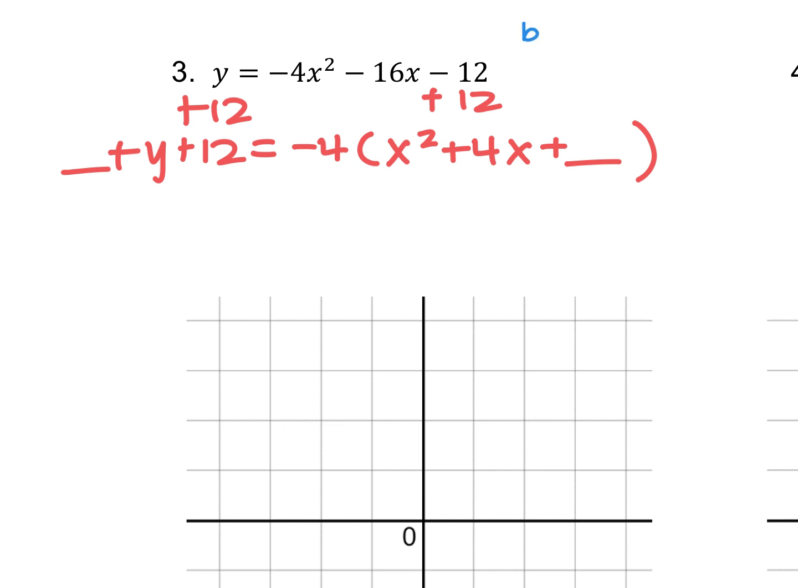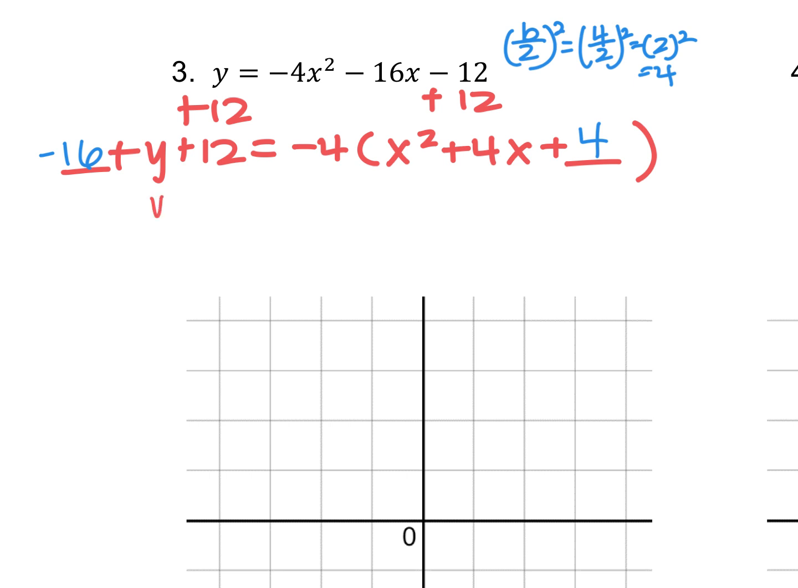Now I do my b over 2 squared. So 4 over 2, 2 squared is 4. So I add a 4 on this side, but remember it's 4 times negative 4, so what do I add to the left? Nope, 4 times negative 4. 16, negative 16, okay?